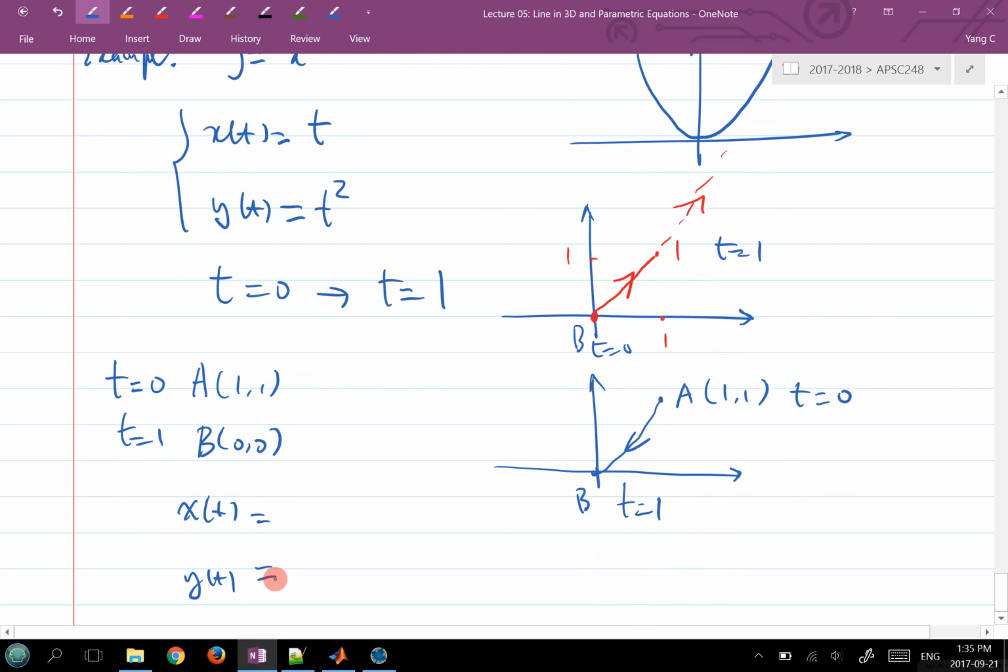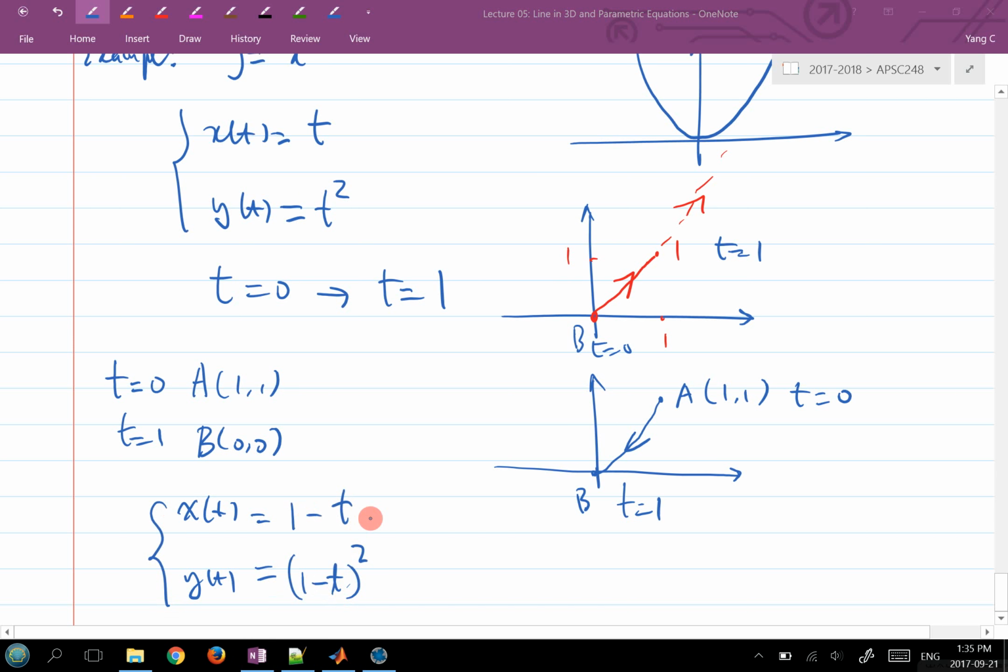Anybody? Yeah, David? Would it be x of t equals 1 minus t, and then y of t equals 1 minus t squared? Yeah, exactly, right? So let's verify if this is right or not.